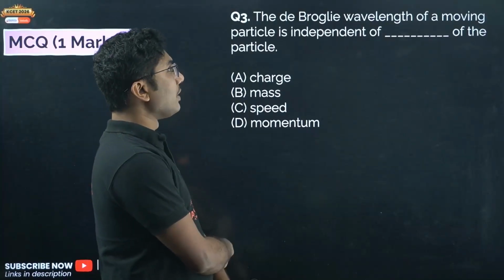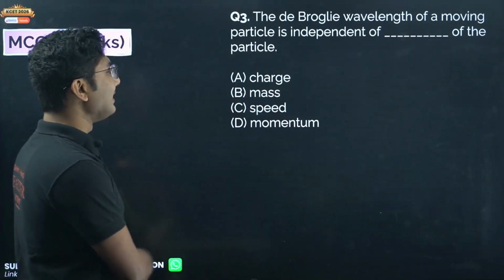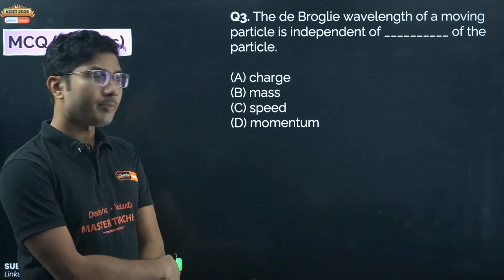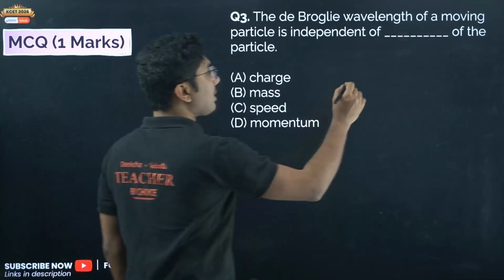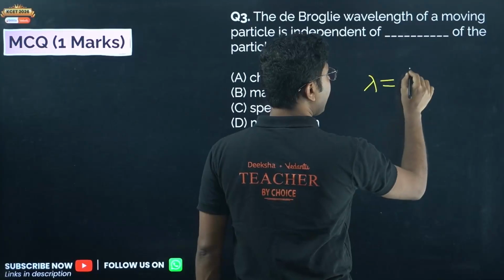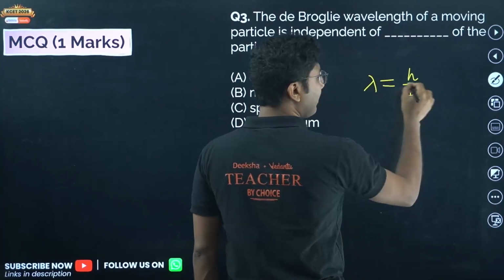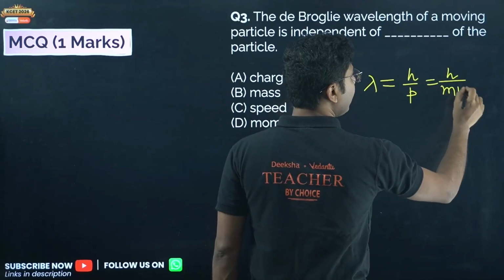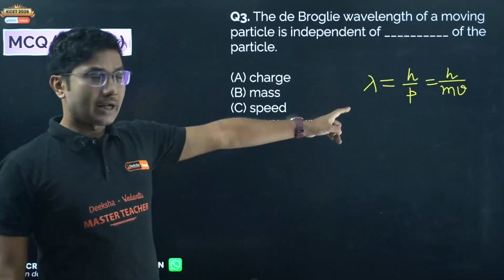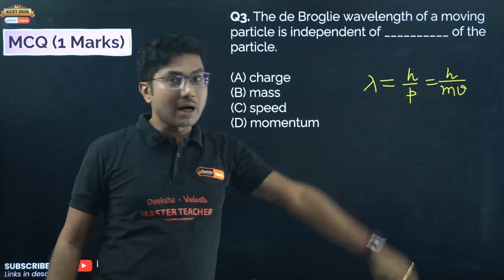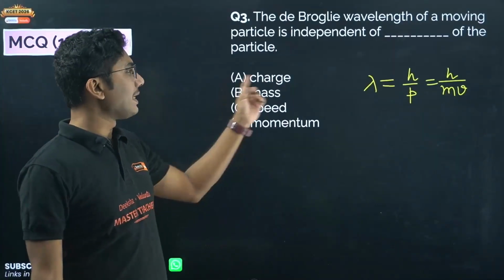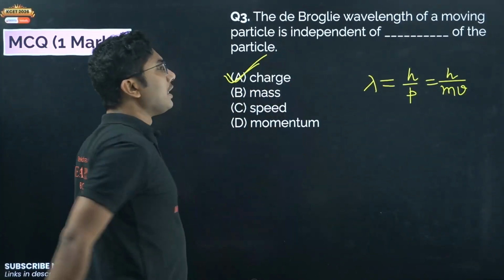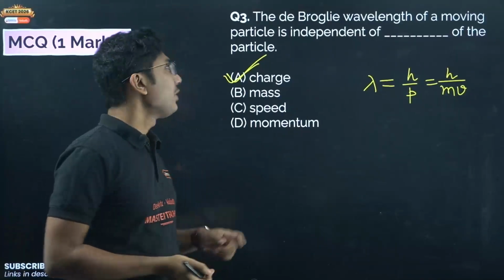The de Broglie wavelength of a moving particle is independent of dash of the particle: charge, mass, speed, momentum. Now de Broglie wavelength is given by what? Lambda equals h upon p, where p is momentum, or h by mv. So definitely lambda depends on momentum, mass, and velocity as well, but there is no mention of charge. So definitely it is independent of charge. De Broglie wavelength is independent of charge.